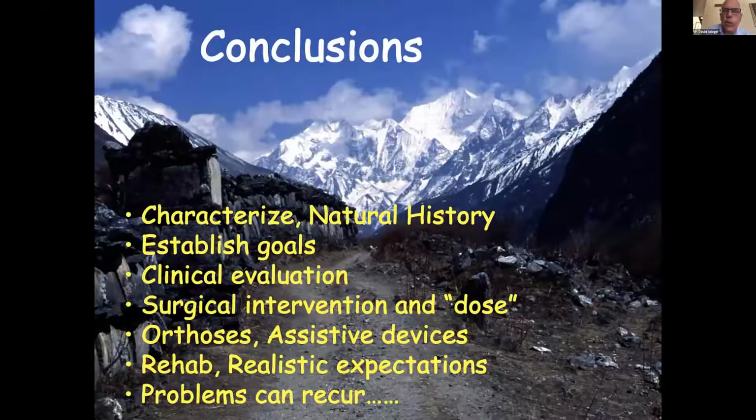So in conclusion, I think it's important to characterize each patient as an individual and try to understand the natural history or the trajectory for that patient and establish functional goals for treatment. Do a thorough clinical evaluation, choose the musculoskeletal impairments to address, identify the procedures and dose, do them under one anesthetic, and then recall that patients will still need braces and assistive devices. They need extensive rehabilitation, and we have to have realistic expectations.